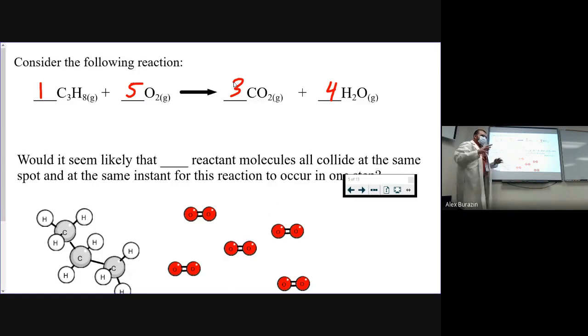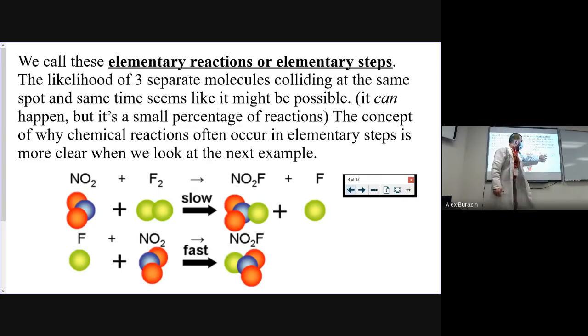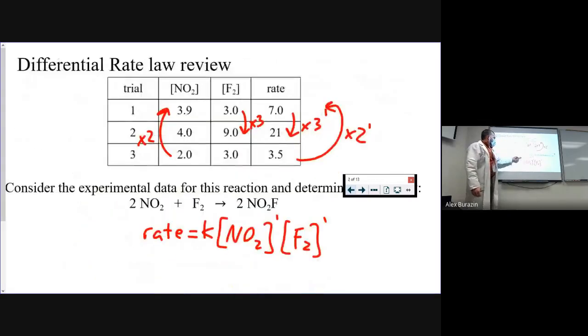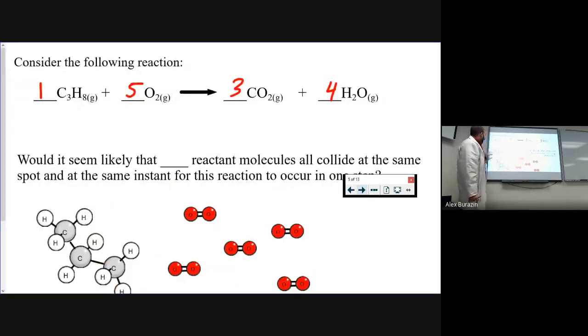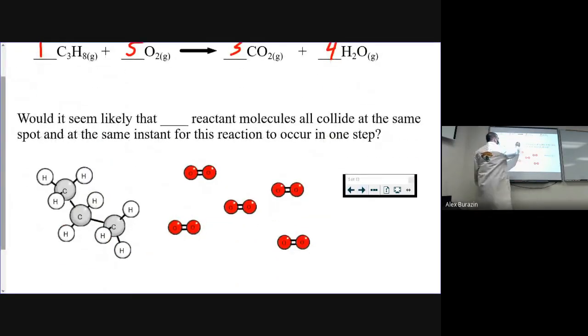But let me give you the same scenario I just gave you for the previous reaction about this one. What I had previously said is, how likely do you think it is that three molecules all smack into each other at the same time at the same spot? Not very. Well, if that's not likely, then how likely is it that 6 molecules all smack into each other at the same time at the same spot?